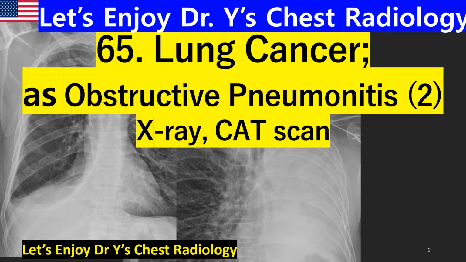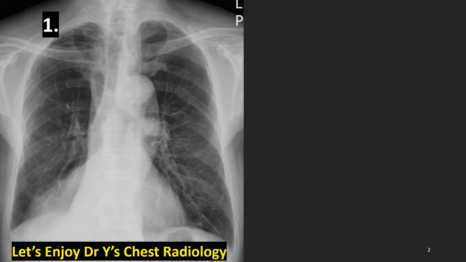Chapter 65, Lung Cancer as an Obstructive Pneumonitis, Part 2, X-ray and CAT scan findings. Let's go! Today, we're gonna enjoy the radiologic findings of lung collapse, combined collapse of 2 lobes or 3 lobes due to lung cancer. Let's go. This is the first case of an old man's chest radiograph.